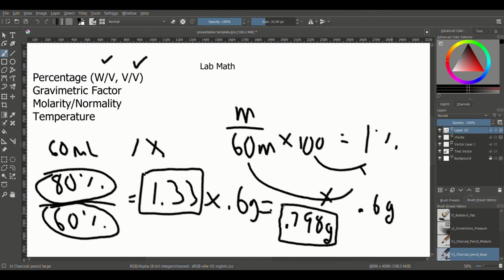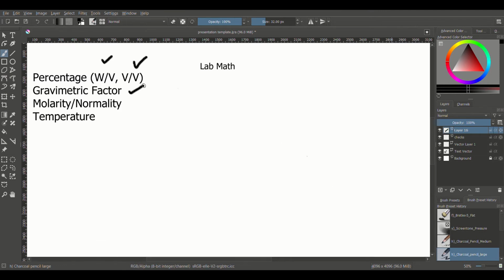It's a lower concentration, so you're going to need a little bit more of it to get that same dye concentration. Next thing that we're going to cover is molarity and normality.